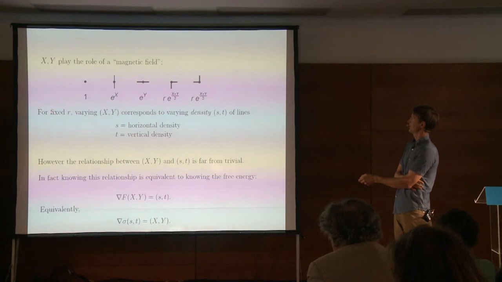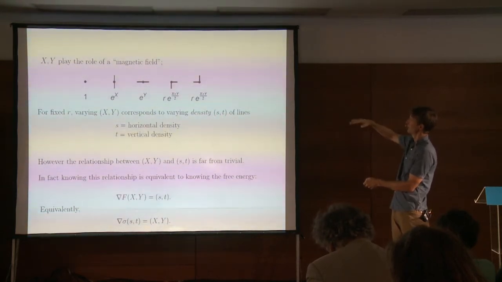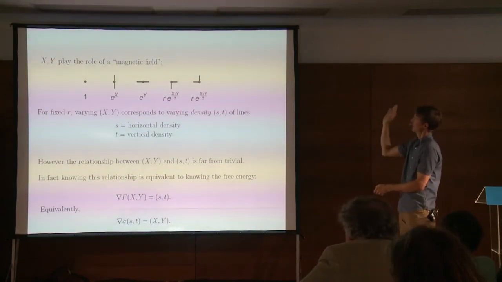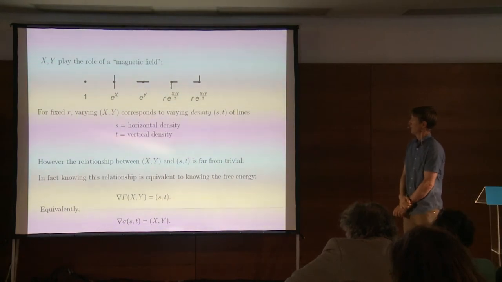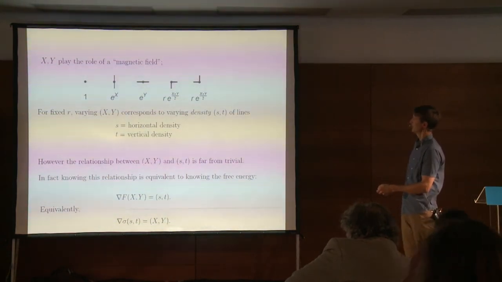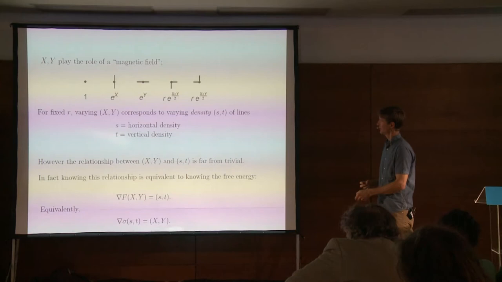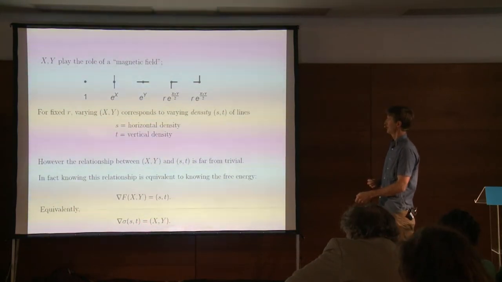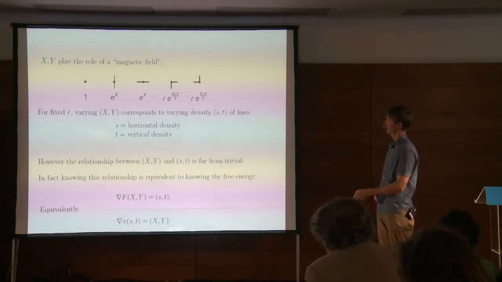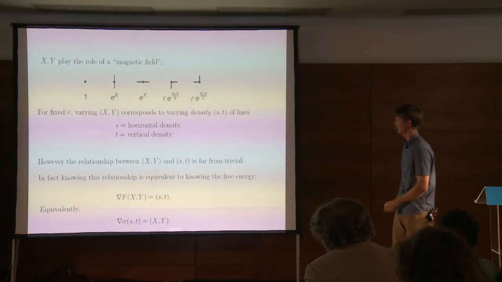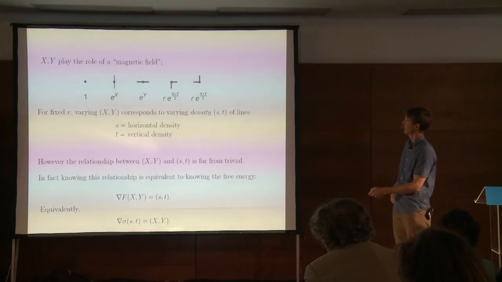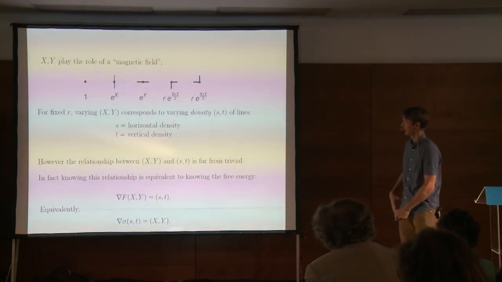So I'm going to fix r and vary x and y. Varying x and y corresponds to varying the density of lines. Before it was the density of green and blue tiles, it's equivalently the density of lines horizontally and vertically. And finding the relationship between x, y, and s and t is in some sense the goal, because the quantity which we care about, the surface tension, its gradient with respect to s and t is in fact x and y. And if you like to write things in terms of the free energy, the gradient of the free energy is s and t. So once we know the relationship between x, y, and s and t, we can integrate to get either of these quantities.